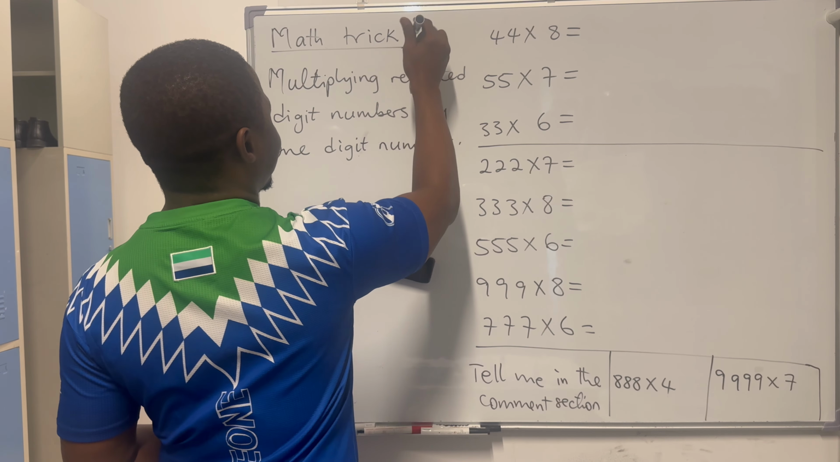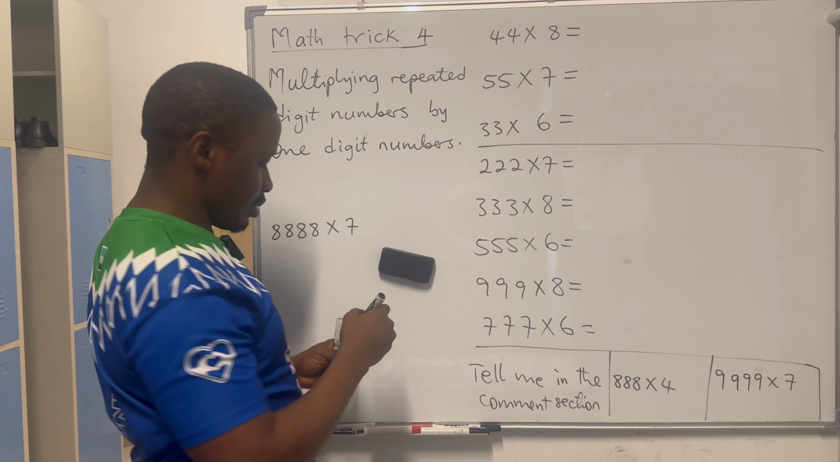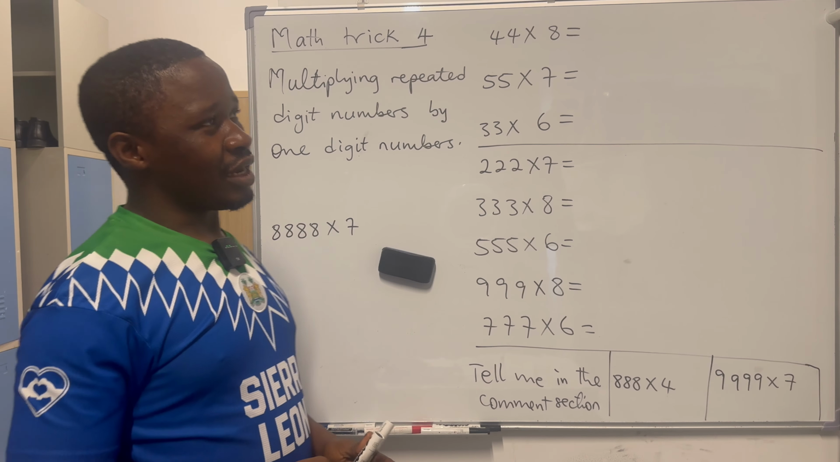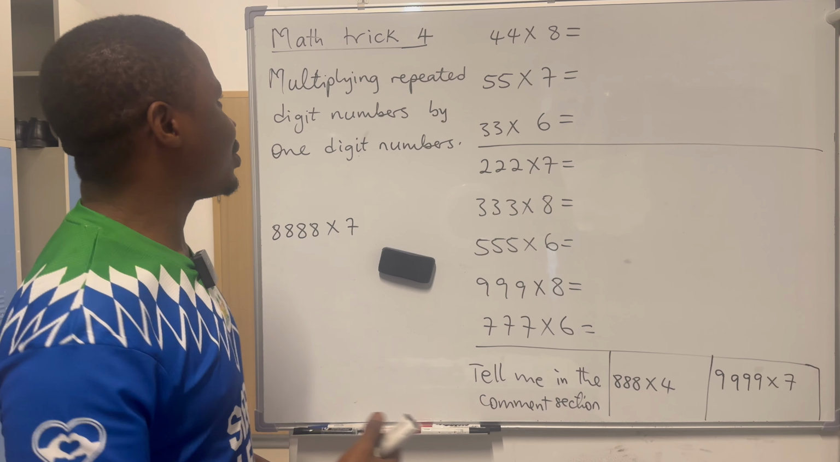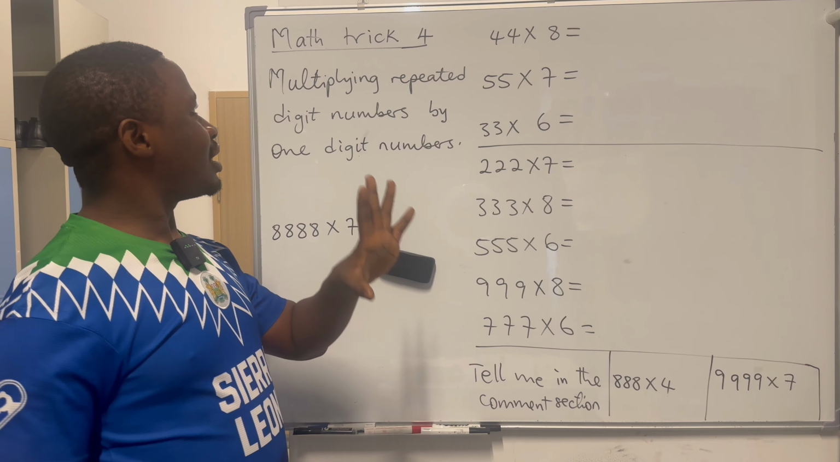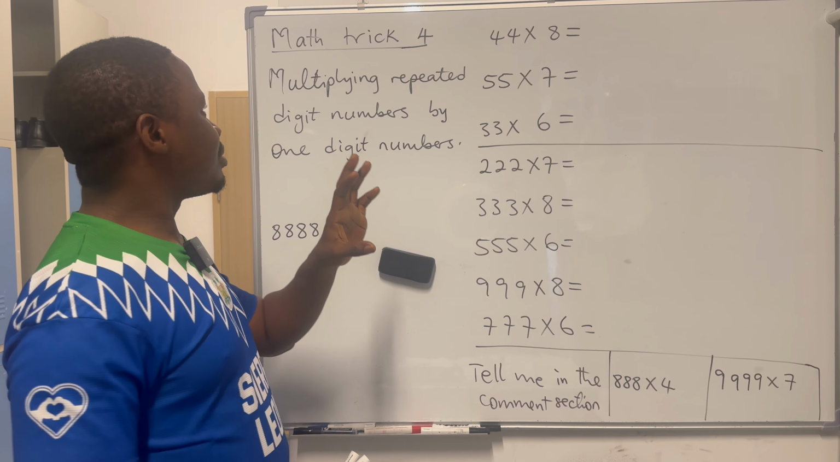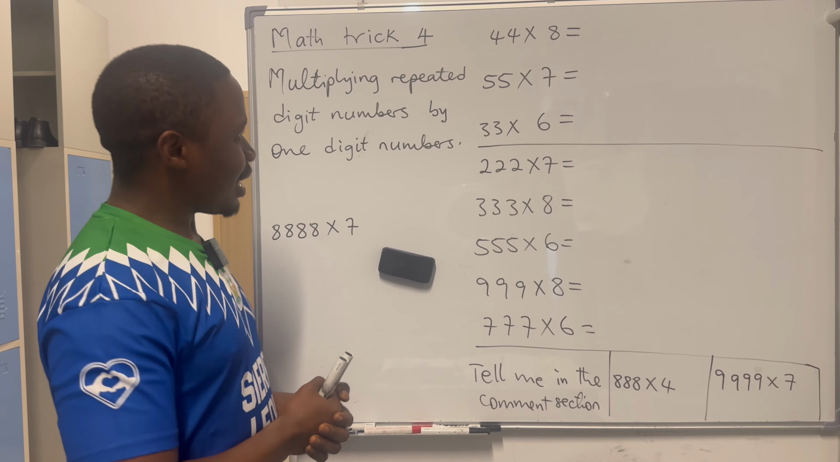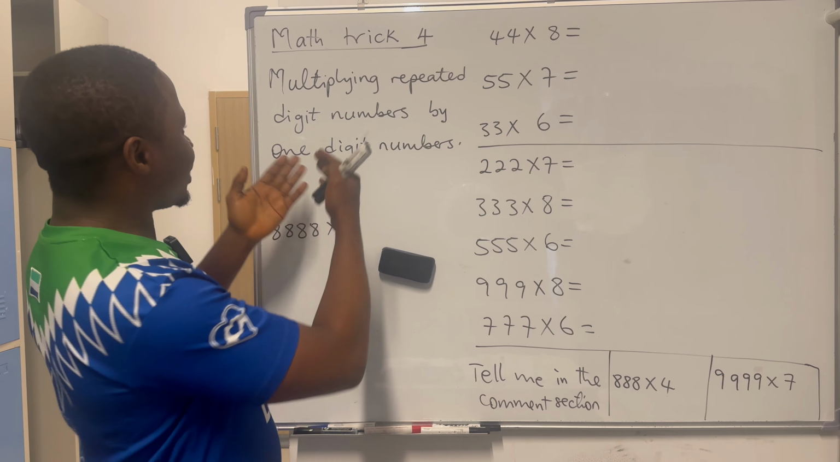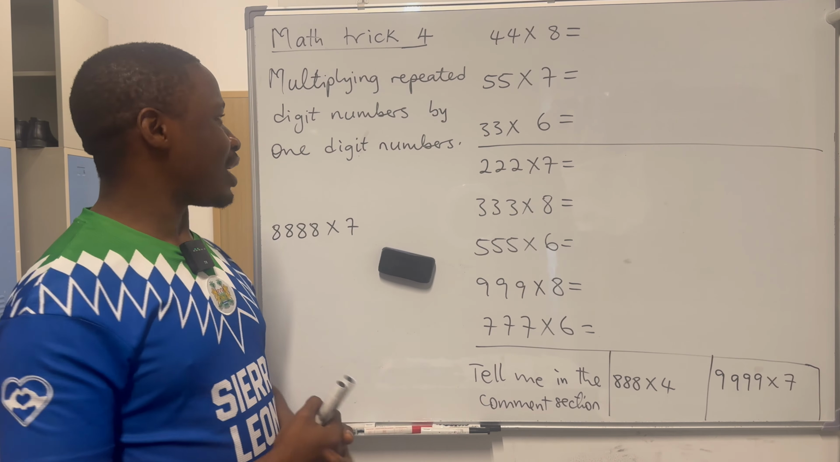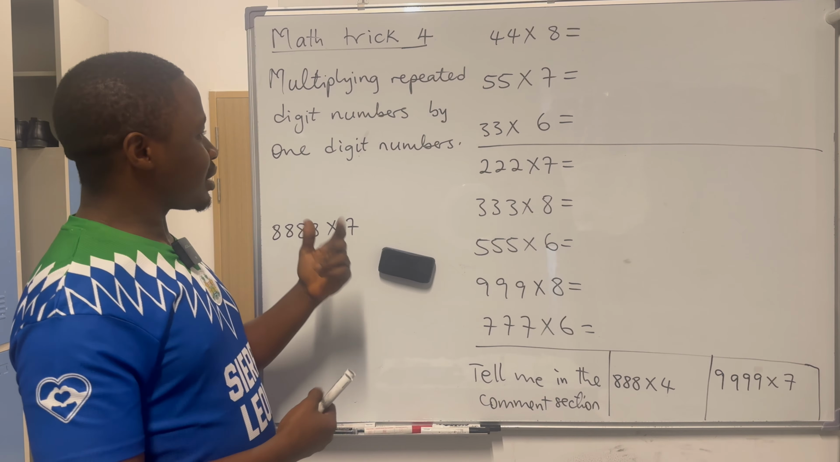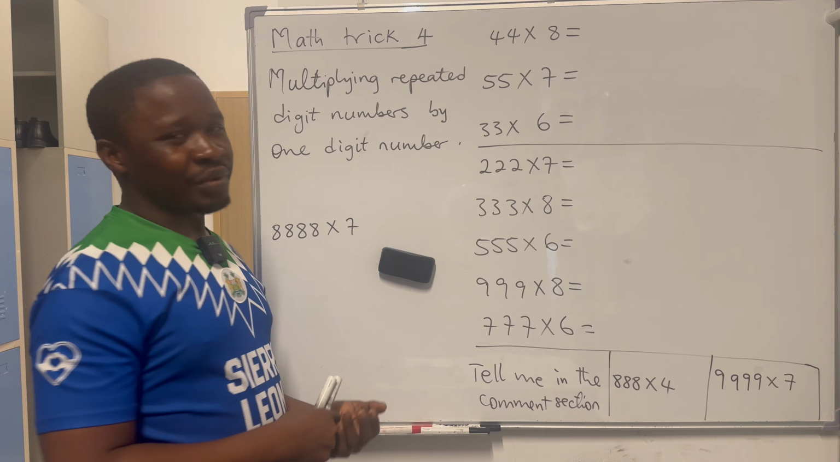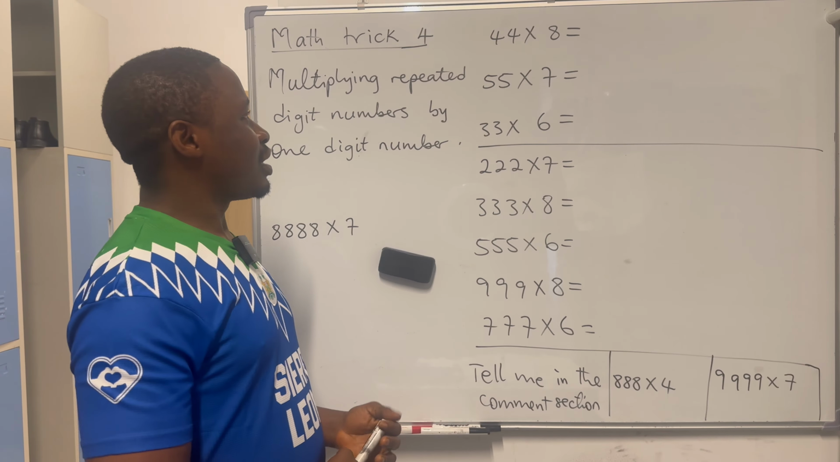I think this is the fourth one. Before this time, I did three videos on three different math tricks. Today, how do we multiply repeated digit numbers by one digit number without using the calculator?